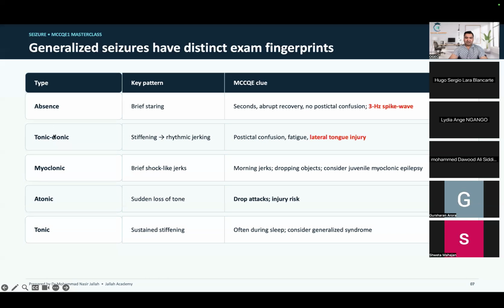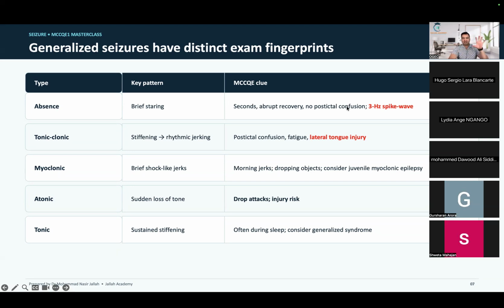For the type, we have absence, tonic-clonic, myoclonic, atonic, and tonic. So these are the types. What is absence? Absence means brief staring. Usually for seconds, the patient stops suddenly, like everything is frozen for him. And for you, the one witnessing the patient, he just stops blinking for a few seconds, and then an abrupt recovery, usually less than a minute, abruptly recovering, not postictal confusion.